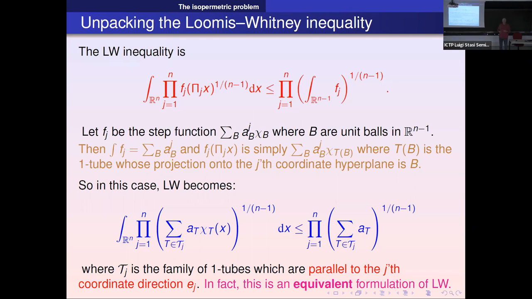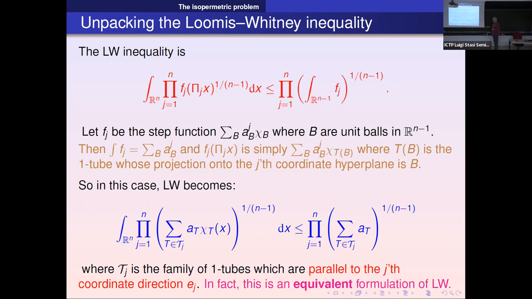By dilation invariance, if you want to prove the Loomis-Whitney inequality for general Fs, you can assume that the Fs have compact support, you can assume that the Fs are step functions because step functions are dense in L1, and then you can say, well, for a step function there's going to be a smallest size of step, I just work with that size and scale everything up. The inequality is scale invariant, so I can assume the size is 1. So they're actually equivalent statements.